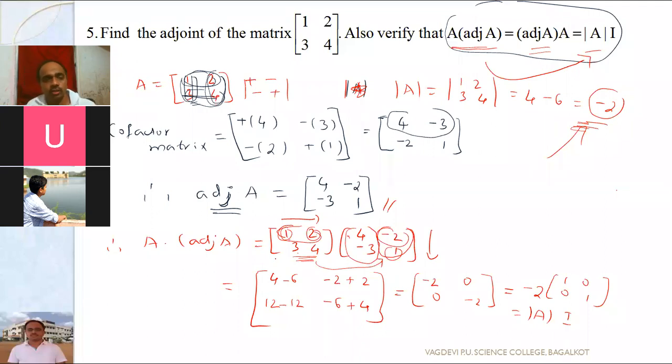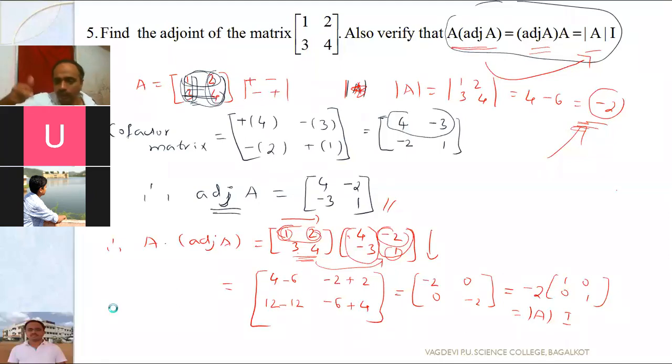How have I found this? First I calculated the cofactor matrix. I directly write plus, minus, minus, plus, then in the bracket write numbers, deleting the row and column. Directly you write the cofactor matrix. Don't write minus and all those things. The transpose of the cofactor matrix is the adjoint of the matrix, that is adjoint A. Then you multiply matrix A into matrix adjoint A. A into adjoint A I get minus 2 into 1, 0, 0, 1, so determinant of A into I.